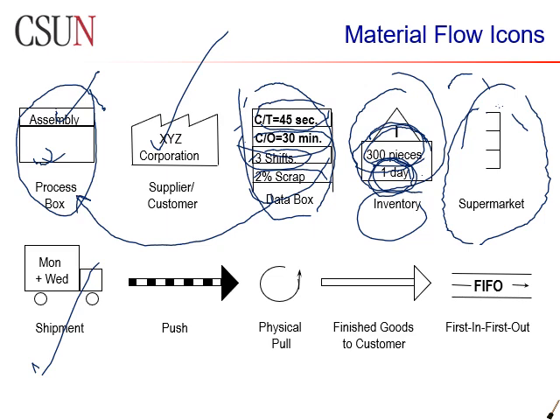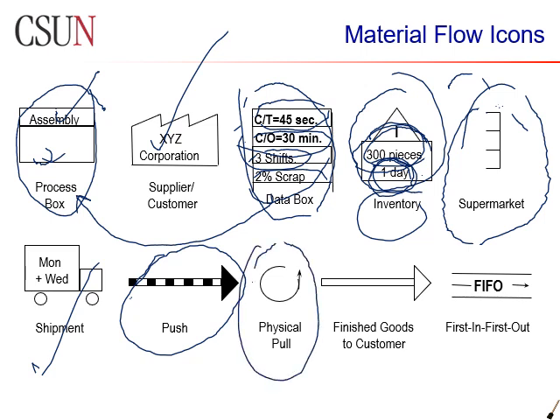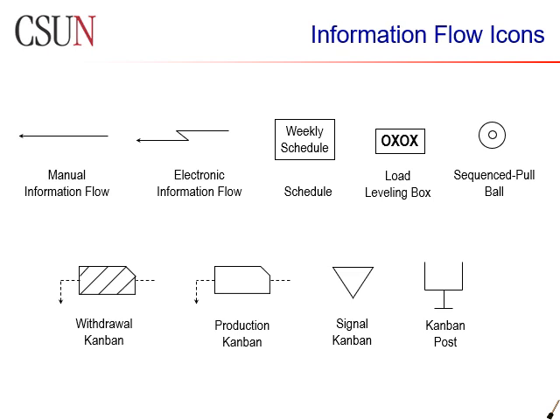The shipment is scheduled. This represents the shipment and the schedule of the shipment. This is used when you have a push system. It doesn't have to be an entirely push system. It can be a push process, while this is a pull process. For the information, if there is a manual or paper information, we use a straight line. When it's electronic, we use something like that.